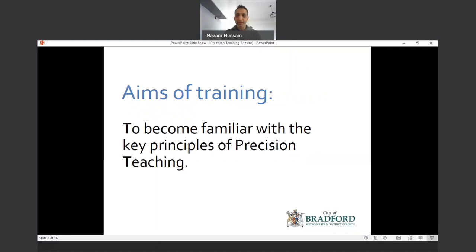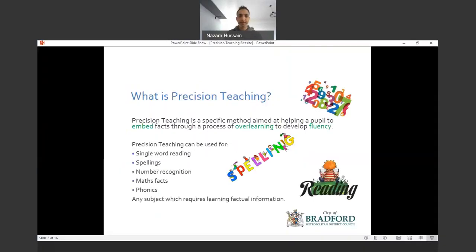So the aims of this short bite-sized training are to become familiar with the key principles of precision teaching. So what is it? Essentially, precision teaching isn't a prescriptive method of what teaching pedagogy you use. It's more about a method which allows you to assess and monitor a child's performance alongside specific discrete skills with the aim of developing fluency for those skills.